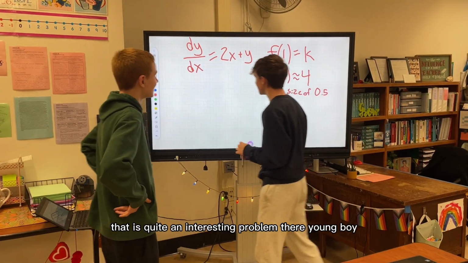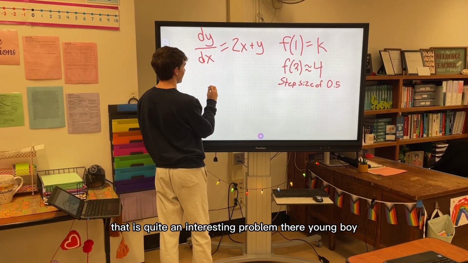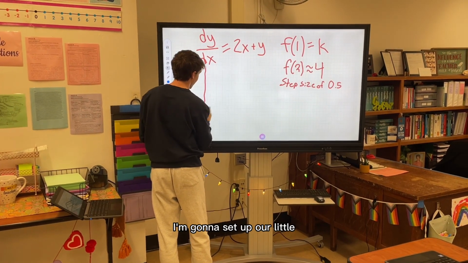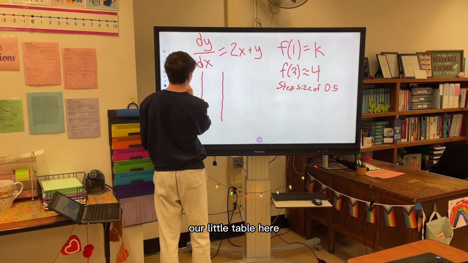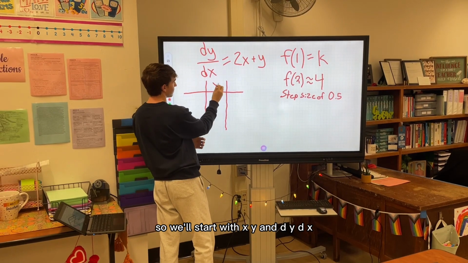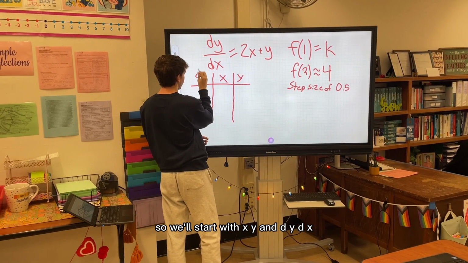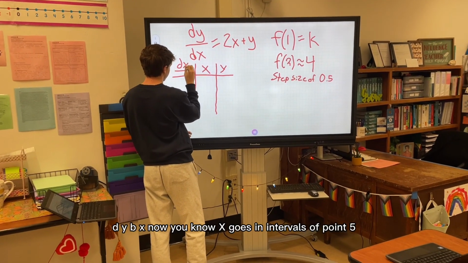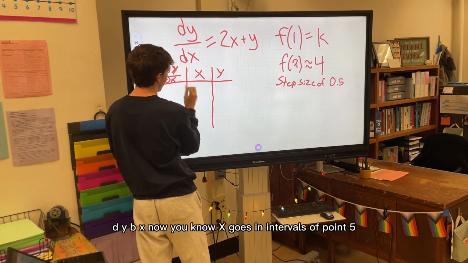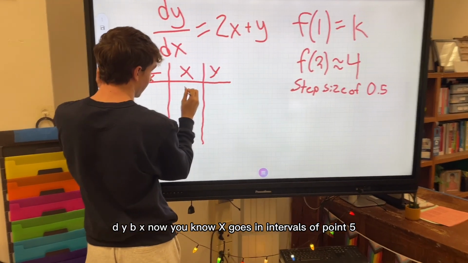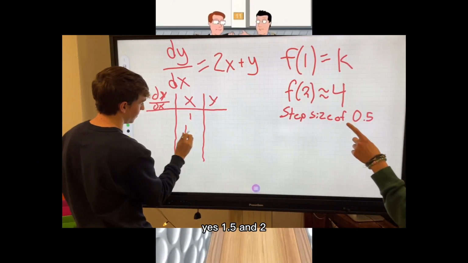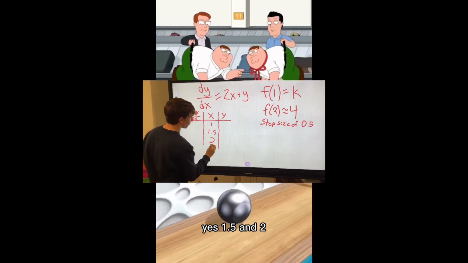Wow, that is quite an interesting problem there, young boy. So I'm gonna do what you did. I'm gonna set up our little table here. So we'll start with x, y, and dy/dx. Now you know x goes in intervals of 0.5, starting at 1. So we got 1, 1.5, and 2.